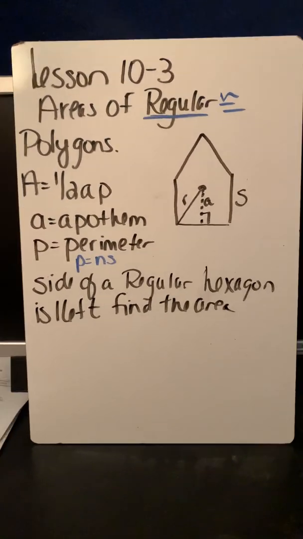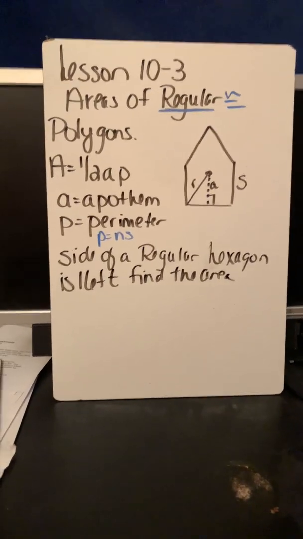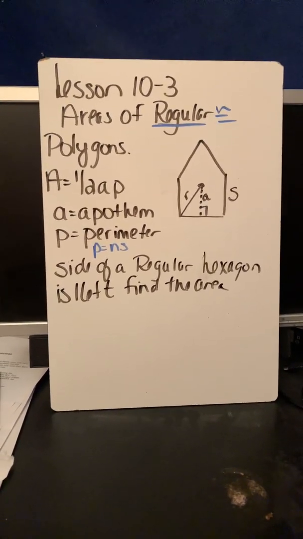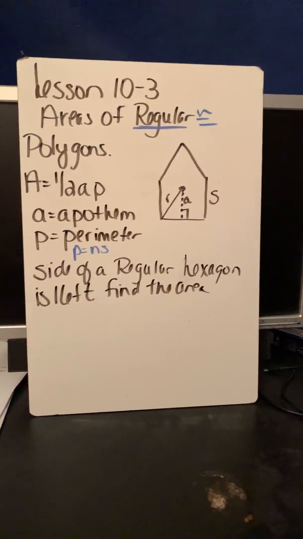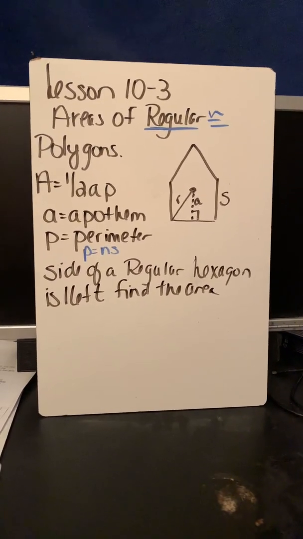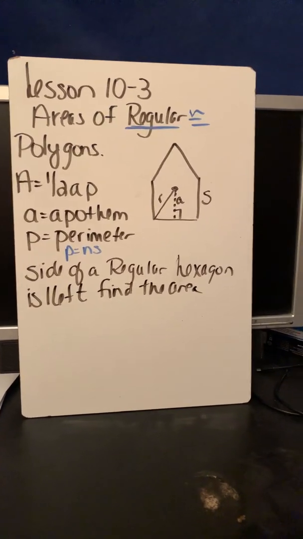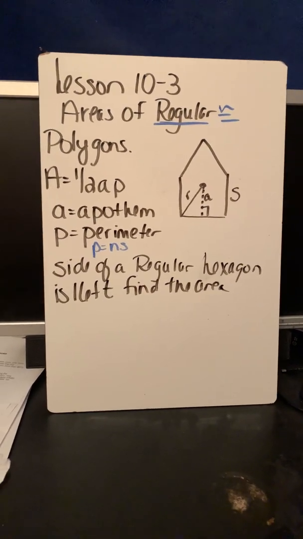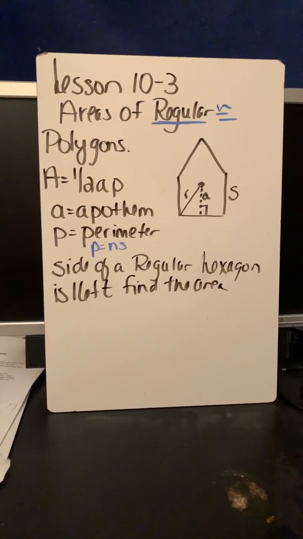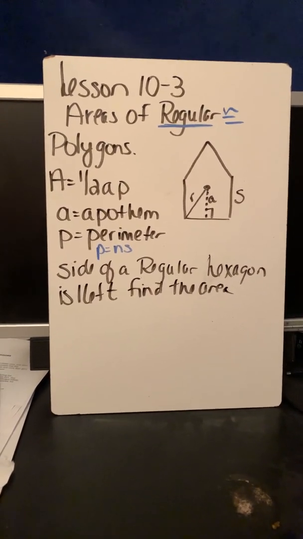All right, geometry. Lesson 10-3, areas of regular polygons. So what makes a polygon regular? All sides are congruent. Notice up there I underlined the regular and drew the congruency sign. That means that all sides are congruent. We're dealing with a little bit different formula than you've seen before. A equals 1/2 AP, where A stands for the apothem and P stands for the perimeter.